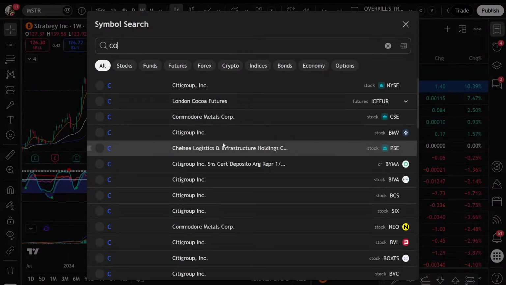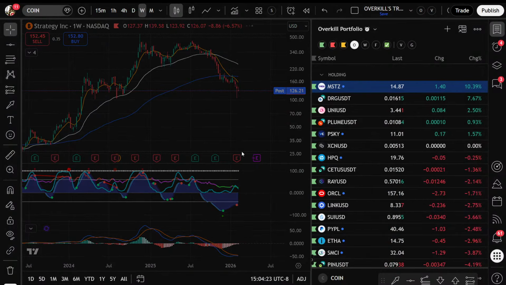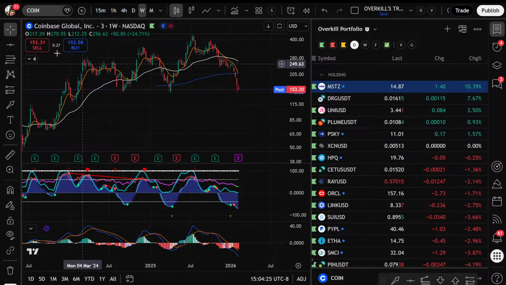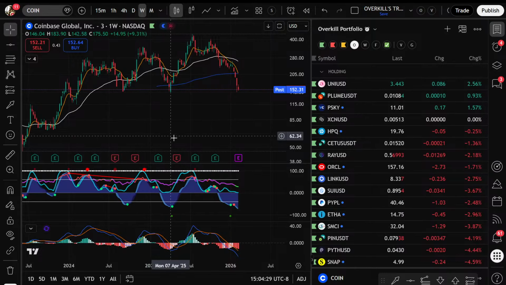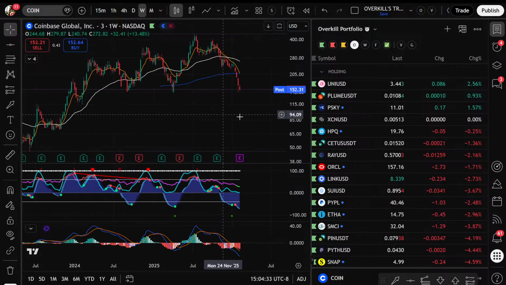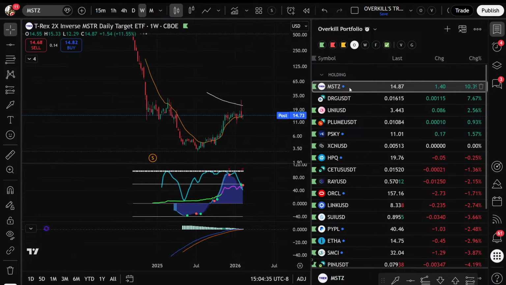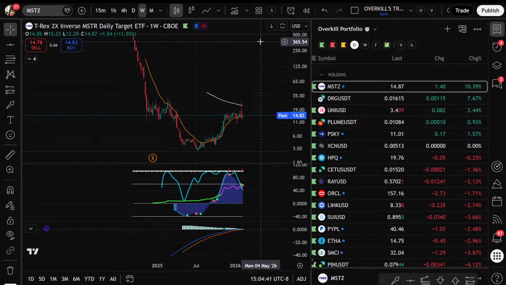I told you guys I sold my Coinbase because they've got earnings coming up, and I already have so much exposure to crypto. I have 12 cryptocurrencies in my portfolio, so I don't need more exposure through stocks by buying Coinbase. I decided to sell that and play the other way. If Bitcoin fails, MSTR fails, we're going to make money on MSTZ. That's going to go up.